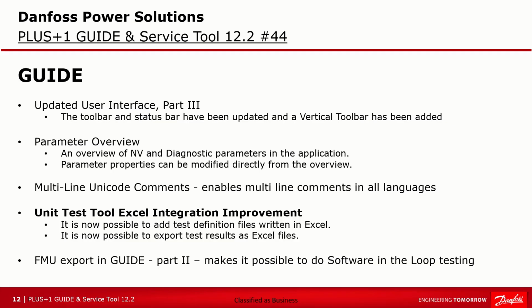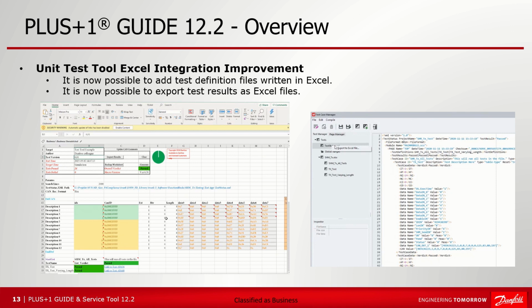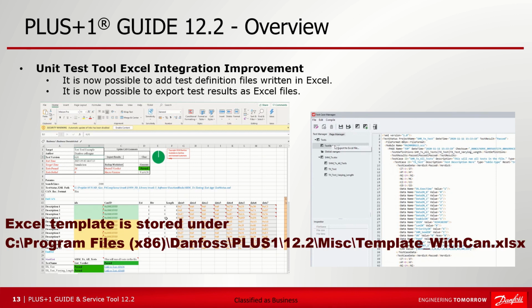Next feature is the unit test Excel integration improvement. With this improvement, the test result can be exported as an Excel file and it is possible to add test definition files written in Excel. The Excel template can be modified outside guide to define and create specific test cases and definitions, which can be imported to guide and used inside the add-on test tool.